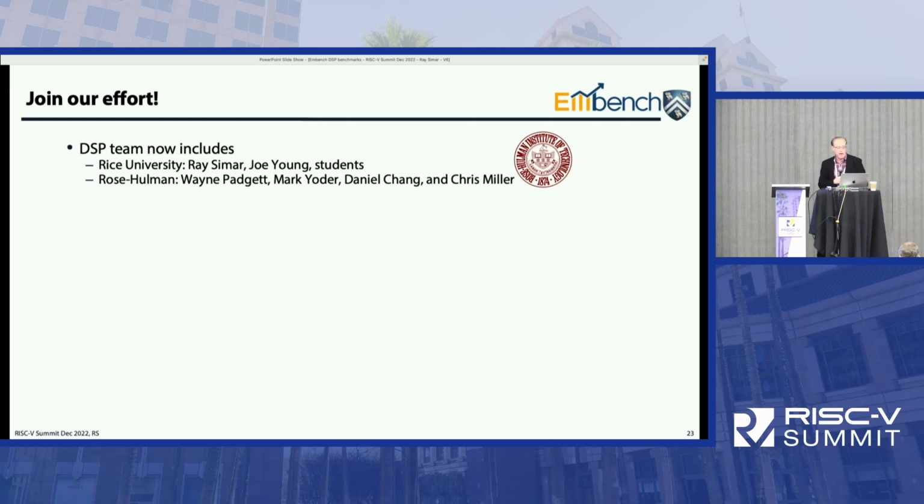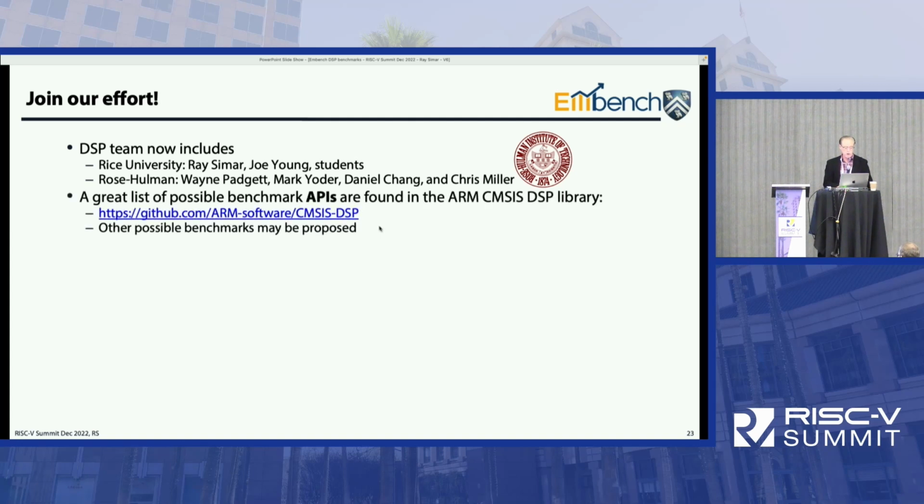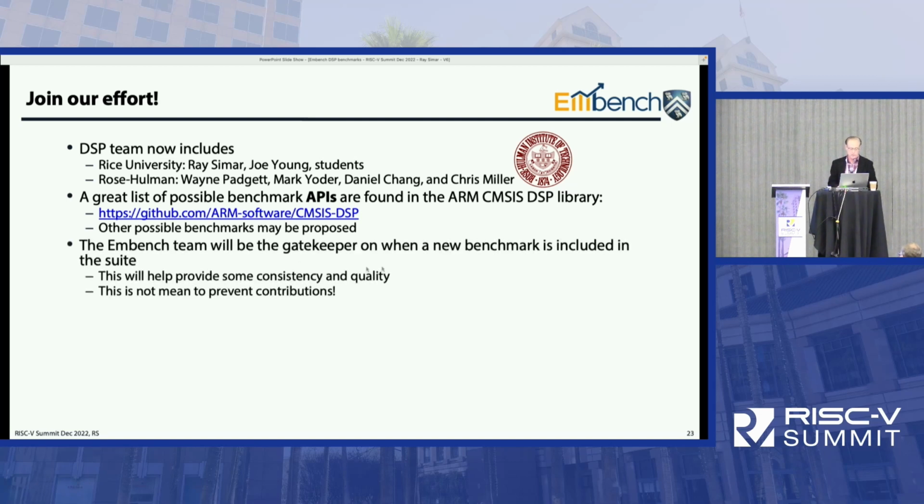Just to kind of summarize, we've been doing this at RISC, been looking at it for a few semesters. We've reached out recently, the folks at Rose Holman, Wayne Padgett, Mark Yoder, Daniel Chang, Chris Miller are joining the team. If you want to get a sense of the kind of benchmarks we could do, go to ARM's CMSIS DSP library. It's a great set of APIs. Now, the code is all optimized for their processors. But to give you an idea of the kind of tasks and things we want to do, it's really great.